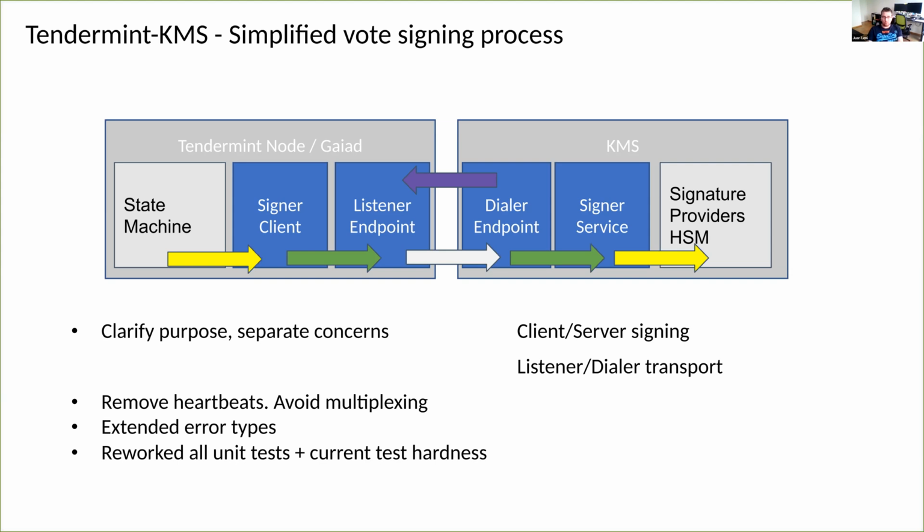And the code at that point in time was mixing all these. So transport and signing were all mixed up. And the first thing I tried to do is to separate these. So we separate completely the part where the transport is established from the part where we need the signer client to connect to the signer service. The other thing is heartbeats.